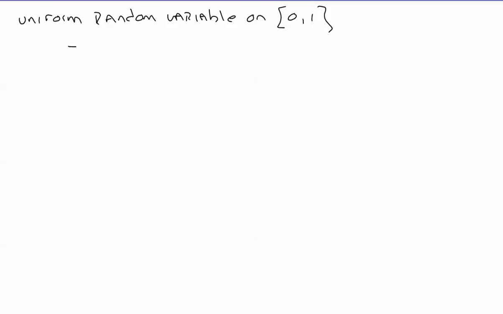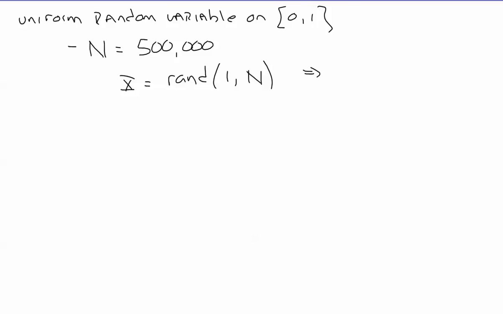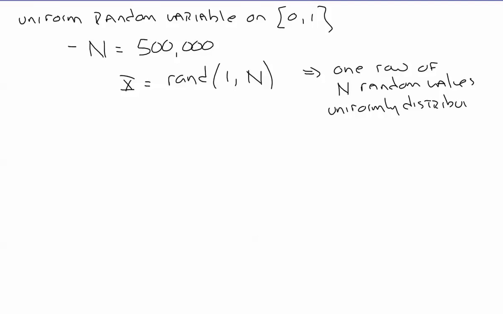I'm going to assume that I have n of 500,000 points, and I'm going to go into Matlab and use x equals rand(1, n). Rand is the uniform random number generator function in Matlab. What this code gives me is a one row of n random values uniformly distributed between 0 and 1. Okay?